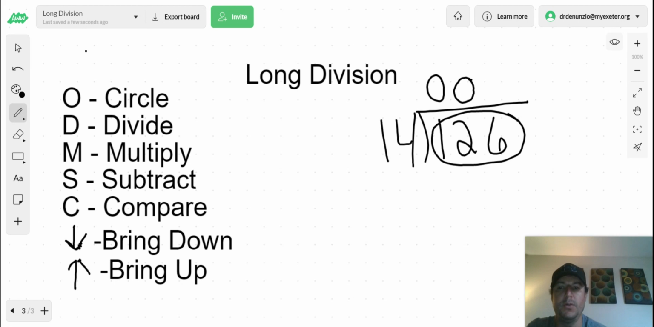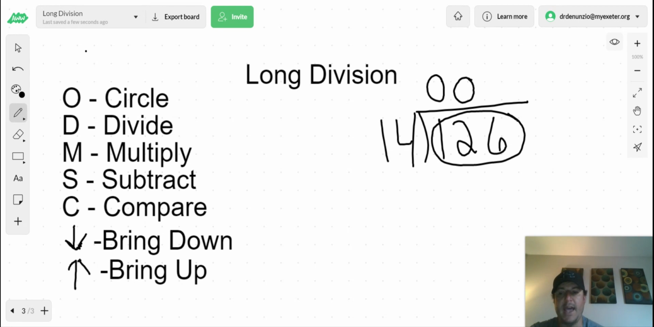So that's the divide step. Basically, I'm dividing and saying, all right, I'm going to try 9. The next step would be to multiply. So hopefully you understand the circle step, how I circled 126. The divide step was deciding what number you're going to divide into it. We decided 10's too much, so we're going to back up and try 9. So now we're going to multiply.